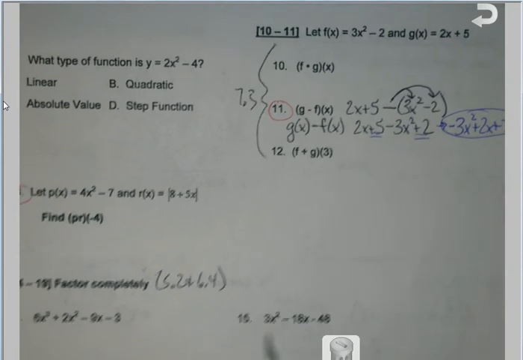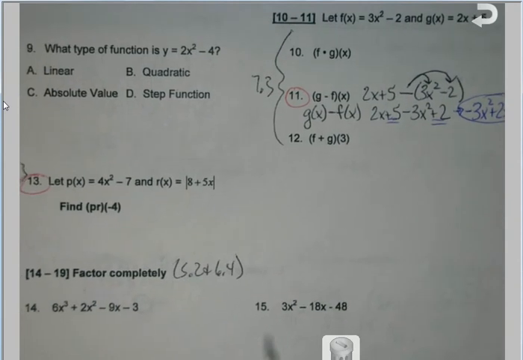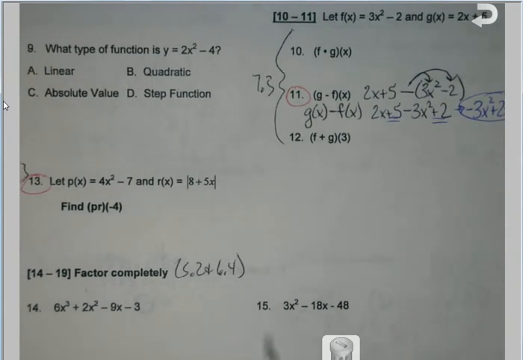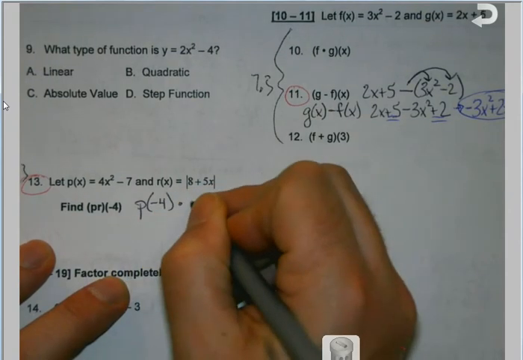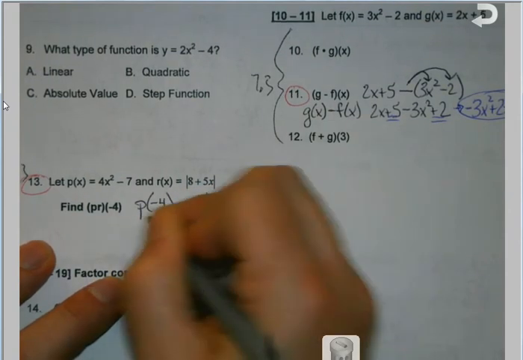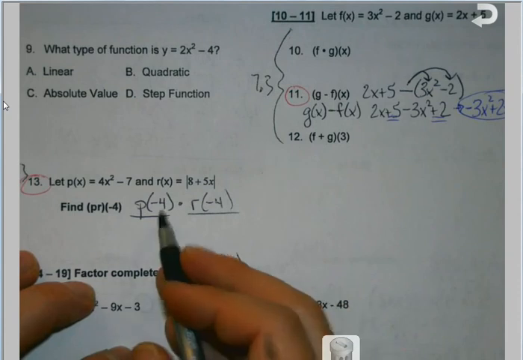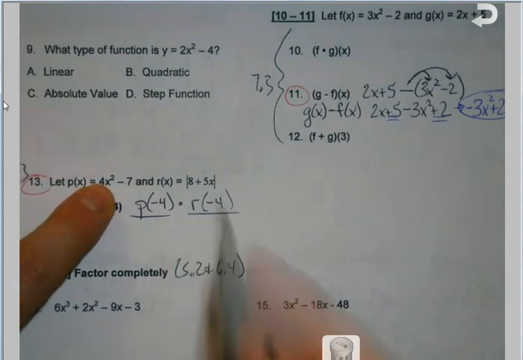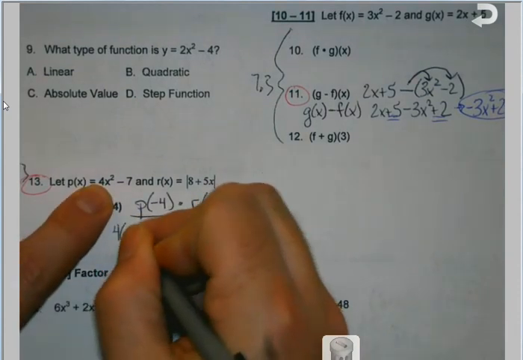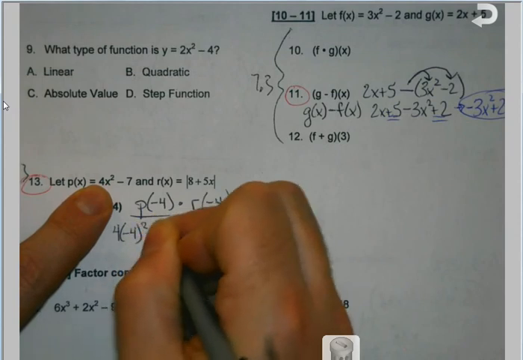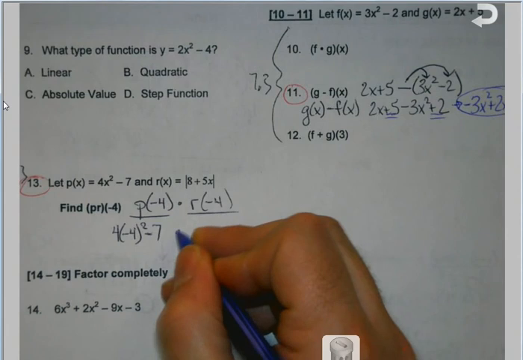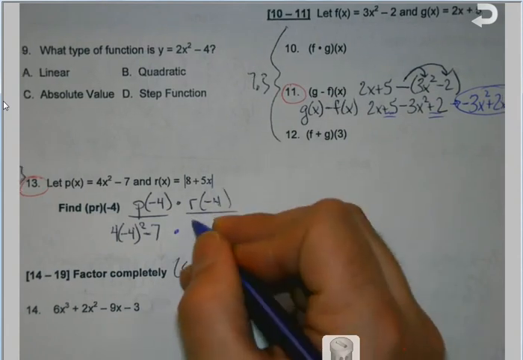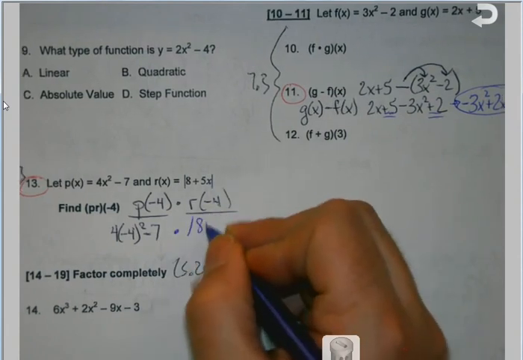Speaking of plugging a number in, I circled 13. We've got p of x and r of x. P times r of negative 4 means I'm going to take p of negative 4 times r of negative 4. So for p of negative 4, plug in negative 4 where x is: 4 times negative 4 squared minus 7. We'll get that answer in a second. Over here, we plug in negative 4 for x: 8 plus 5 times negative 4, in absolute value.